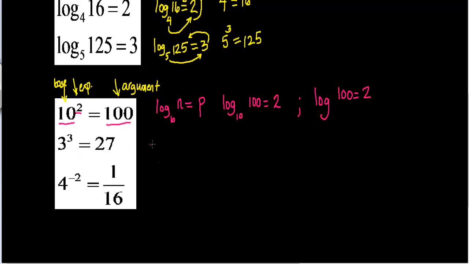Let's do the second one. I have 3 to the third power equals 27, and I want to write it as a log. So this is what you do. First thing you do, you write log. Second thing you do, what is the base?